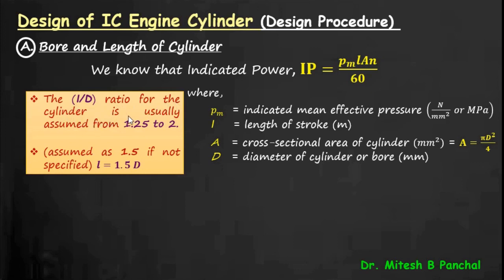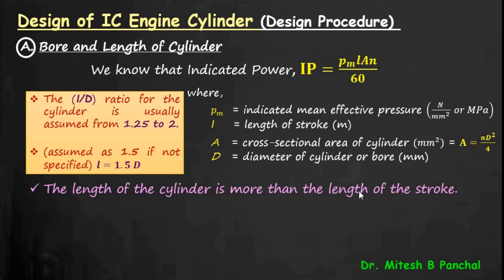The L by D ratio for the cylinder is usually assumed as 1.25 to 2. If in the example the L by D ratio is not given, then you have to assume L by D ratio equal to 1.5. That means L equal to 1.5 times D. Here L is the length of the stroke. Okay. So this you have to remember, that L by D you have to take as 1.5 if it is not given.